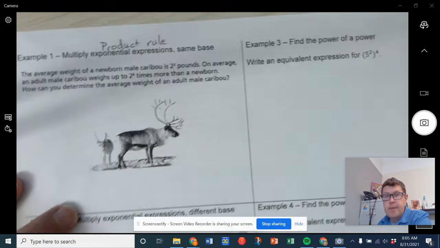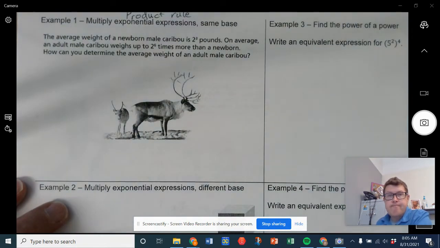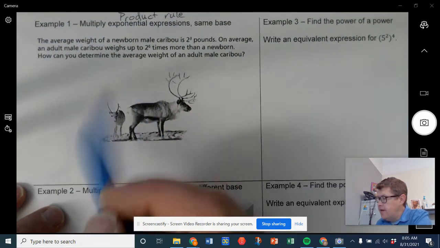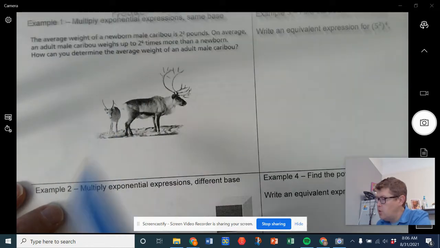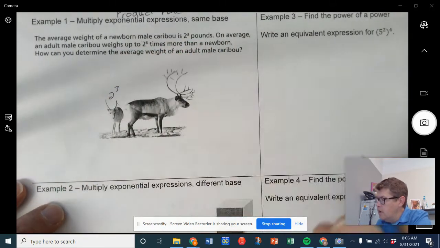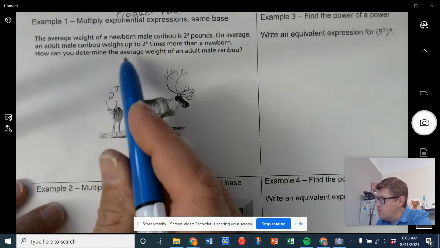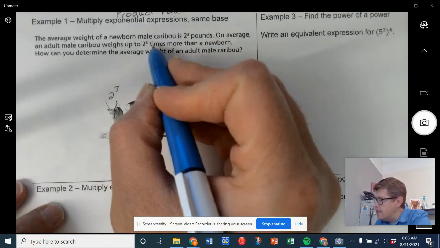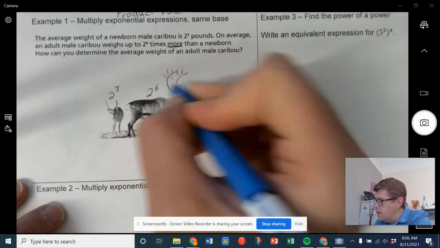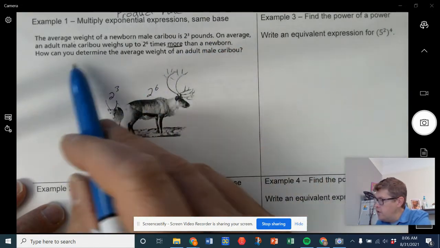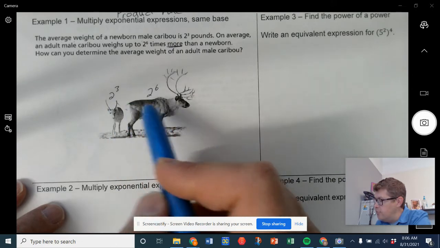You can say product of a power if you want. But yeah, okay. So we have the average weight of a newborn male caribou. Oh, look at that. Right there is 2 cubed pounds. On average, the adult male caribou weighs up to 2.6 times more. That's kind of an important thing. More than a newborn. How can you determine the average weight of an adult male caribou?